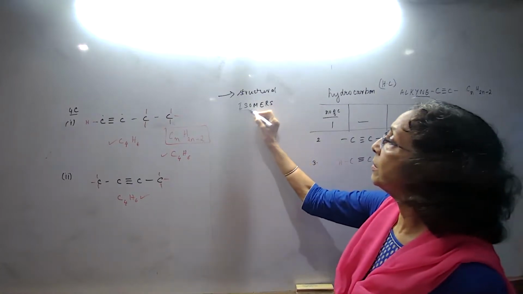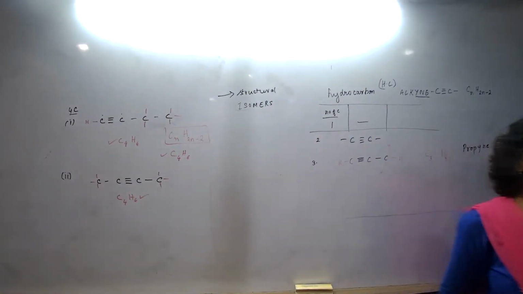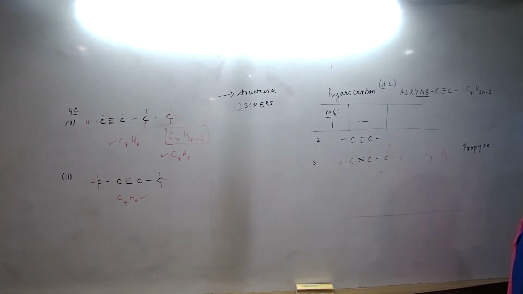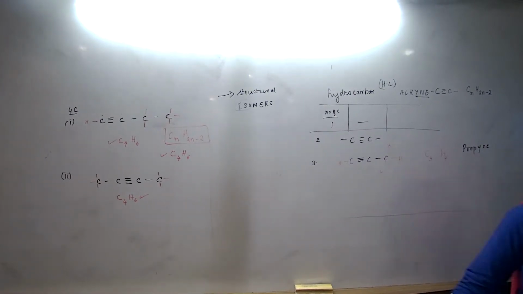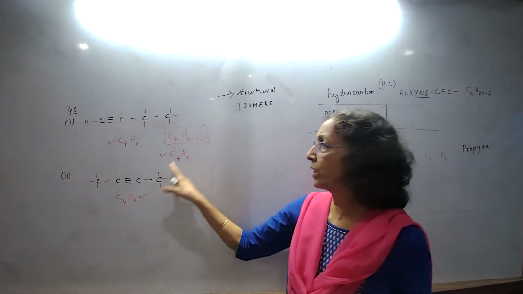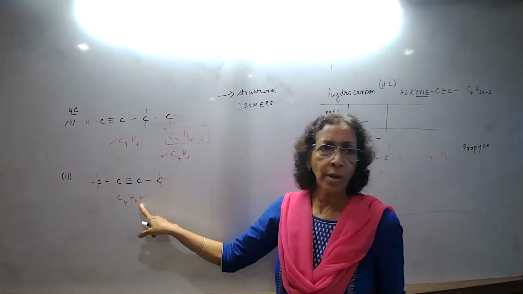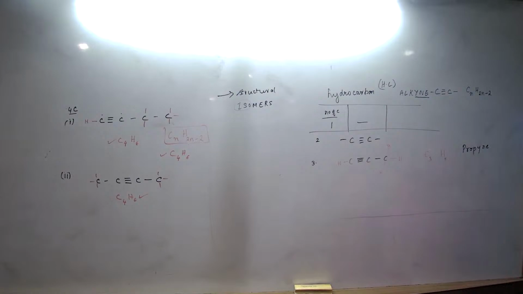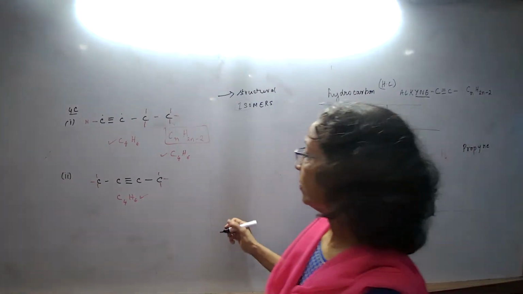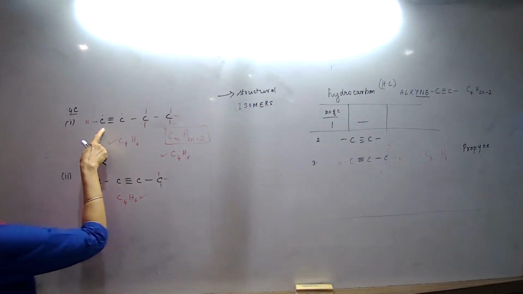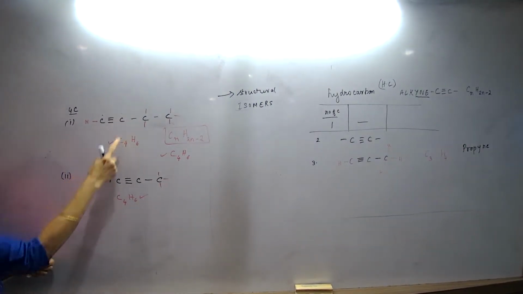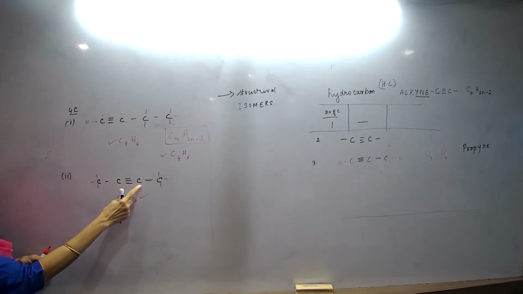Iso means what? Similar. Structure. What is similar here? The molecular formula. Molecular formula is similar. What is different? The structure is different. Yes, very good. Now, look at the board, everyone. In the first one, I have put the triple bond between the first and the second. The second one, I put it between the second and the third.